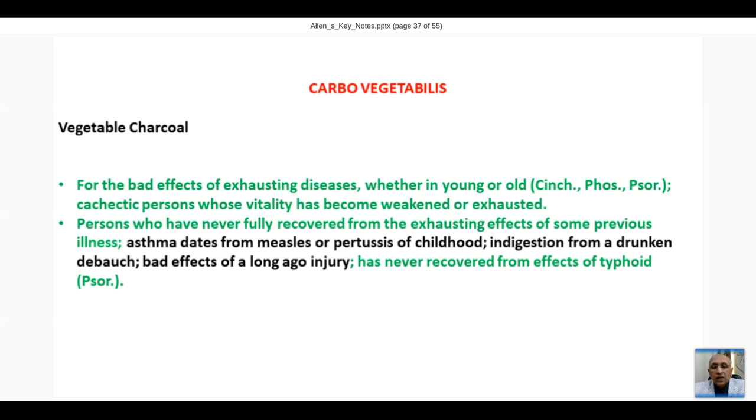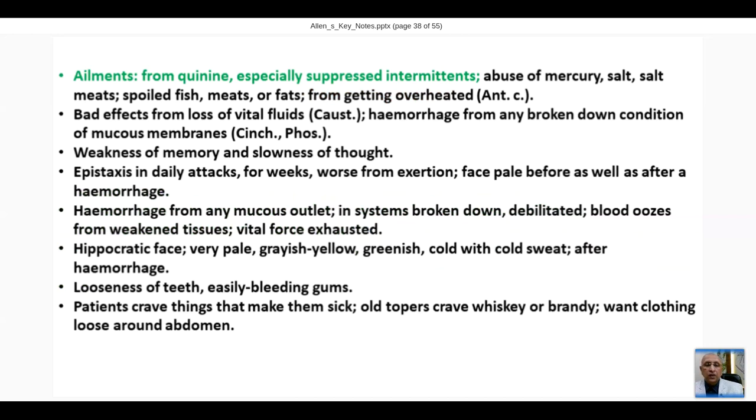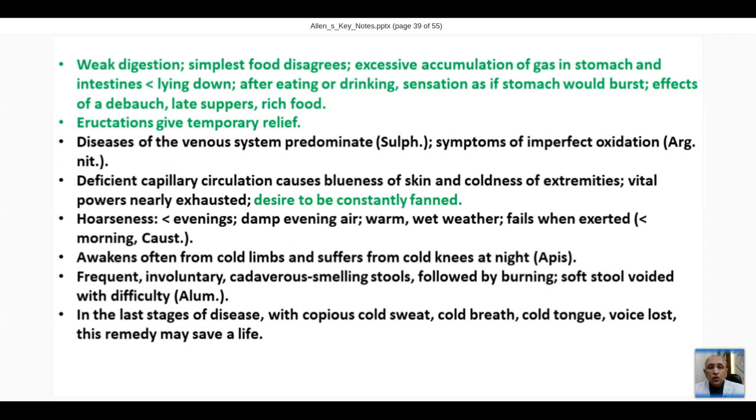See, first sentence of the remedy: for bad effects of exhausting diseases, whether in young or old, cinchona, phosphorus, psoriasis, cachectic persons whose vitality has become weakened and exhausted, persons who have never fully recovered from the exhausting effects of some previous illnesses, and never recovered from effects of typhoid or psoriasis. There is one more feature which was very marked with this fellow: ailments from quinine, especially suppressed intermittents, and that was, he was suffering from malaria, the typhoid malaria complex. So I gave him Carbo veg, and with Carbo veg, these features immediately settled.